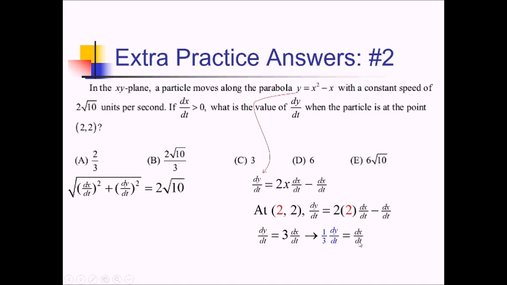All right, I finally have something I can replace this dx over dt with. So over here now, I'm going to replace this dx over dt with 1/3 dy over dt. I'm not saying it's going to be pretty, but it's going to get us where we need to go.